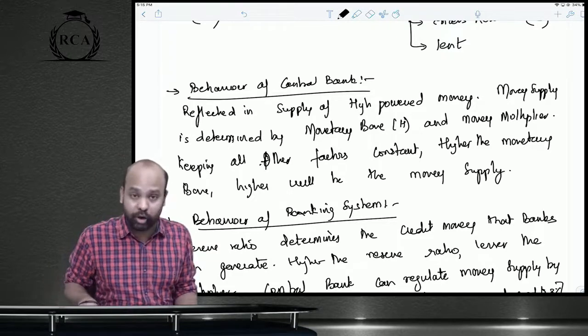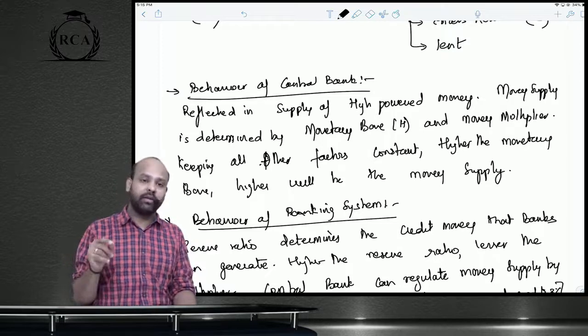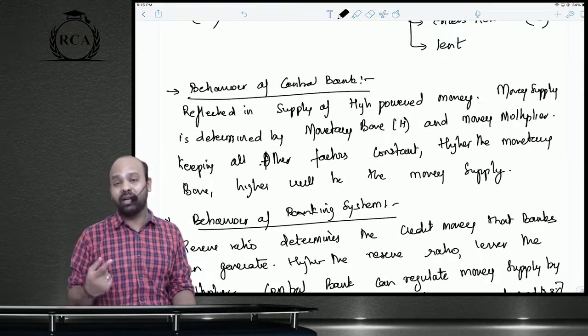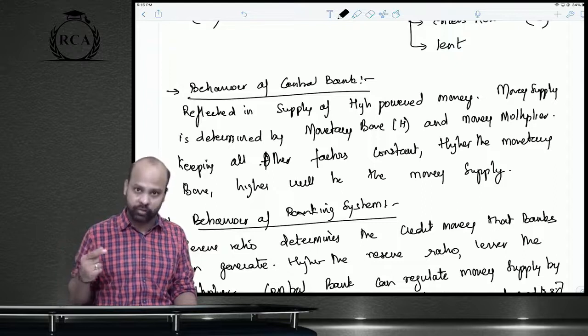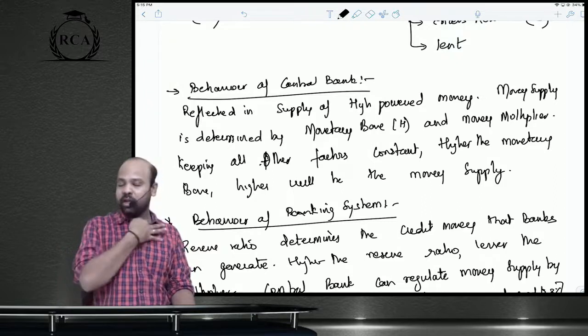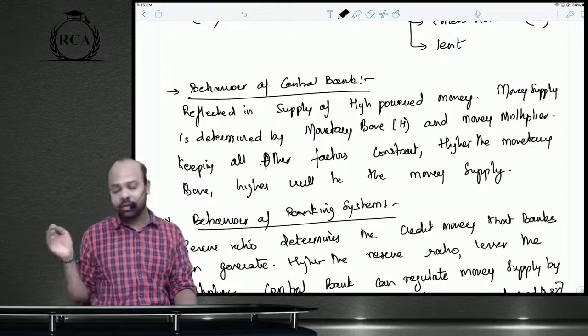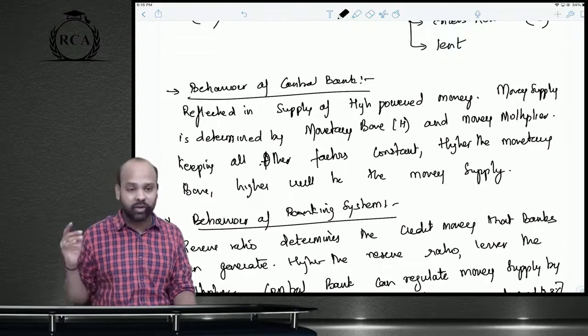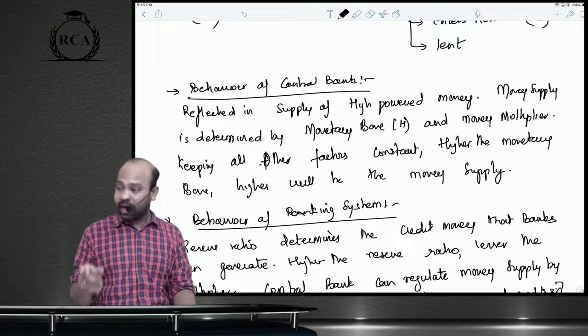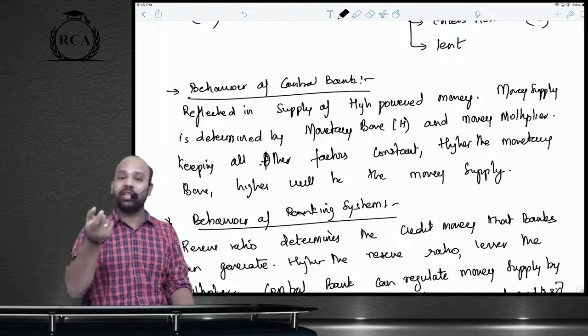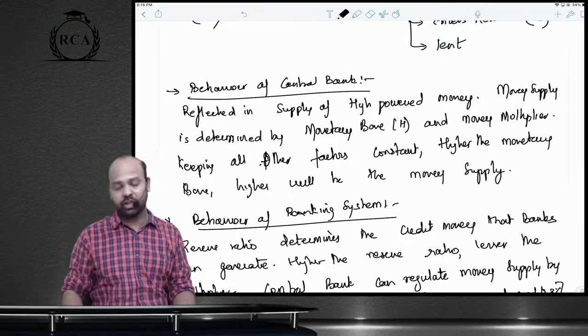Likewise, if you talk about the behavior of the banking system, remember the banking system is required to maintain certain minimum reserves, called required reserves, with the RBI. The higher the required reserve ratio, the lesser will be the multiplier; the lower the required reserve ratio, the higher would be the multiplier. RBI can directly affect the money supply by changing the required reserve ratio.